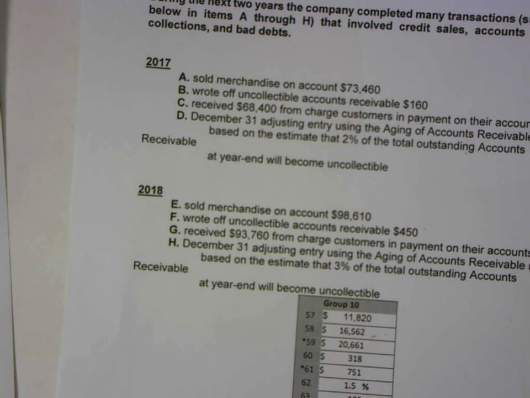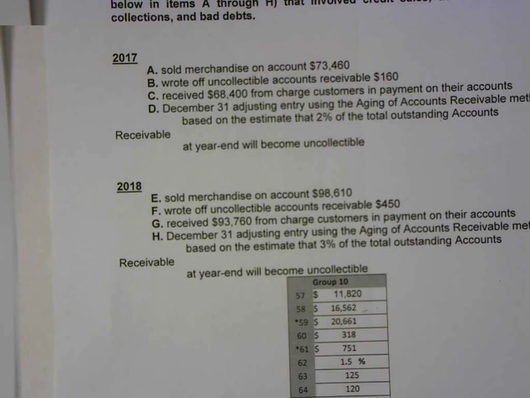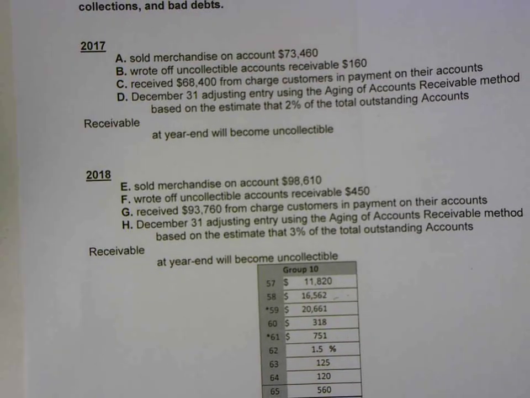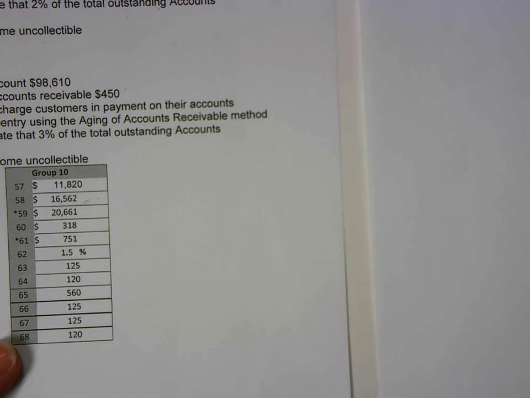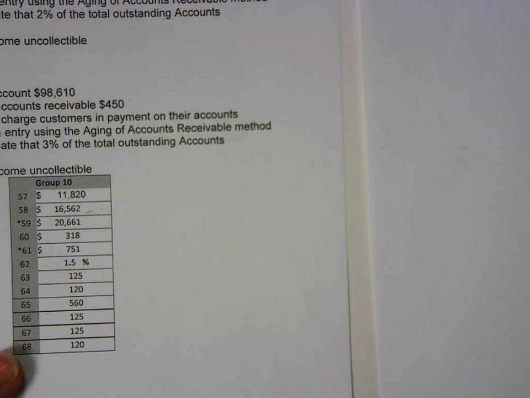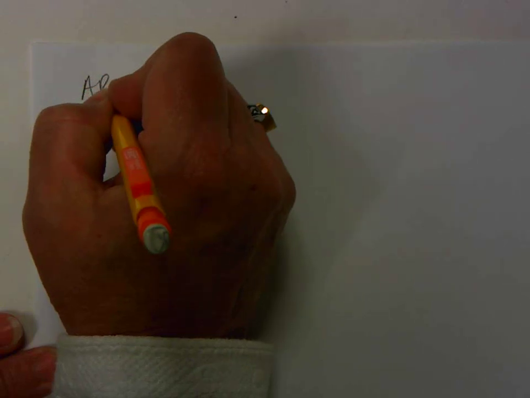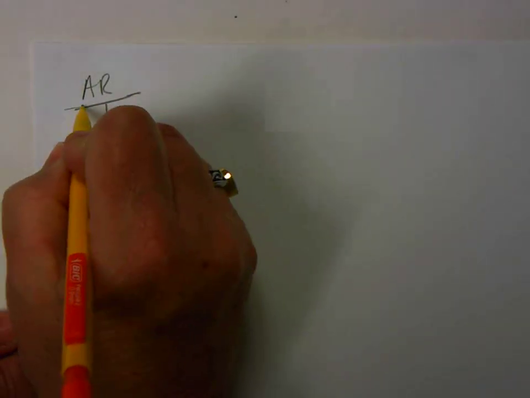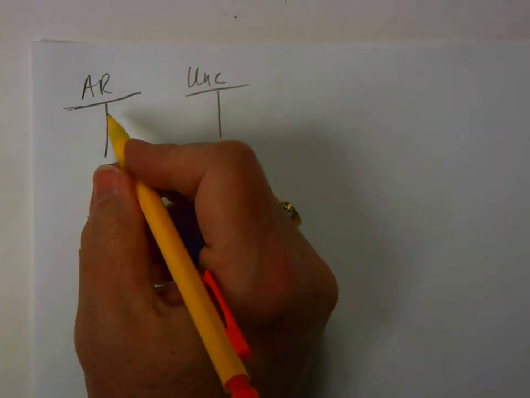I think the easiest way, or the best way for me to go about it, was to use T's to do it. And this is kind of when I realized, once I put it in T's, I realized what I was missing. Okay? So for this one, let me see if I can get it over here. So if I have an AR, accounts receivable T, and I'm just going to go ahead and do an uncollectibles T account.